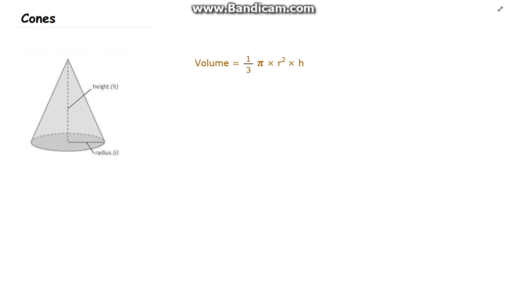Okay, so we're going to look at cones. We're going to look at how to find the volume of a cone and how to find the surface area of your cone. If you just look at the picture there, that's a picture of a cone.